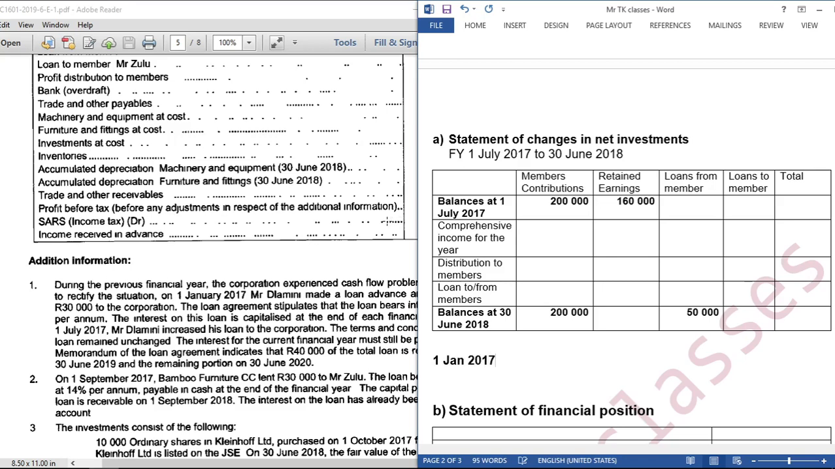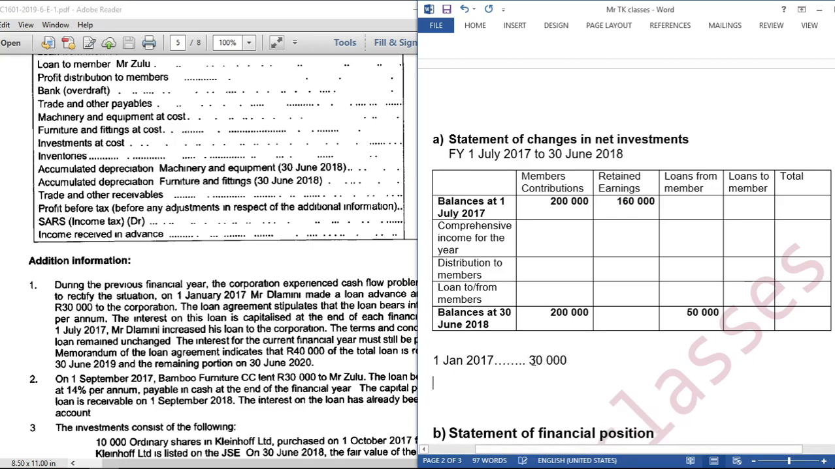2017, which was before the beginning of our financial year, the business acquired a loan from Mr. Dlamini, right? Okay, the loan was 30,000. The loan was 30,000 at this point. So now, interest on loan is capitalized.